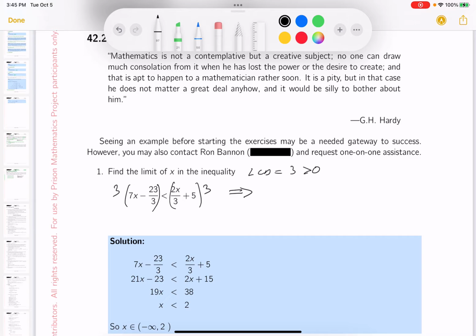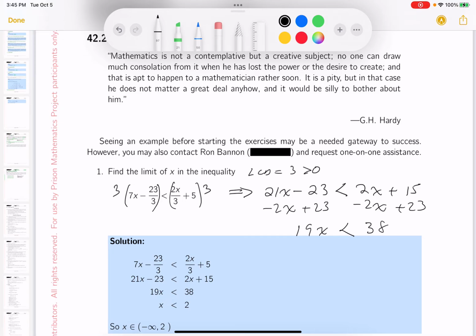Let's put that down for you. What do you get? 21x minus 23 less than 2x plus 15. The next thing I want to do is take 2x from both sides. Now remember what I said, if you're taking or giving to the sides, there's no effect on the inequality, which is good news. I'm going to add 23 to both sides. What do you get here? We get 19x less than, let's see, 38, right?